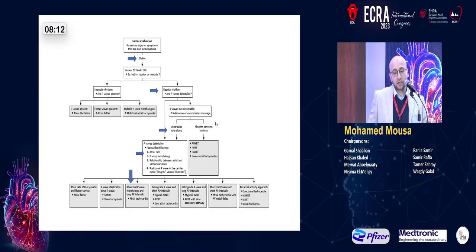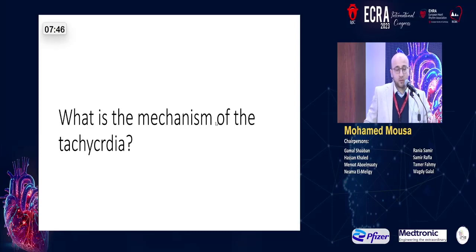Okay, let's follow this algorithm. Our patient had a stable regular narrow complex tachycardia. Are P waves detectable? Yes, it's detectable. We can start the vagal maneuver or adenosine. Is the ventricular rate slow? Yes, so the P waves are detectable and the ventricular rate is low. What about the P wave morphology? It's an abnormal P wave morphology, going with atrial tachycardia. What's the most common mechanism of atrial tachycardia? Mostly enhanced automaticity.